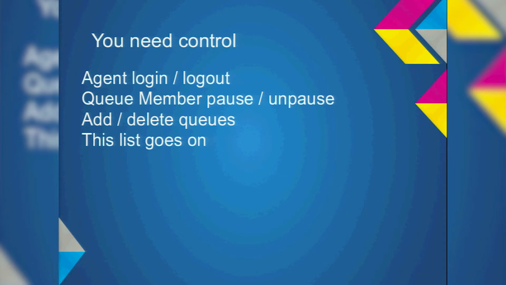So you need control. Log your agents in, add your queue members into the queue, delete your queues, edit your queues, update your queues, change dates and times, open operations, emergency messages, all that stuff. Well, how do you do that in Asterisk? Well, you don't. You build something on top of Asterisk to do that.